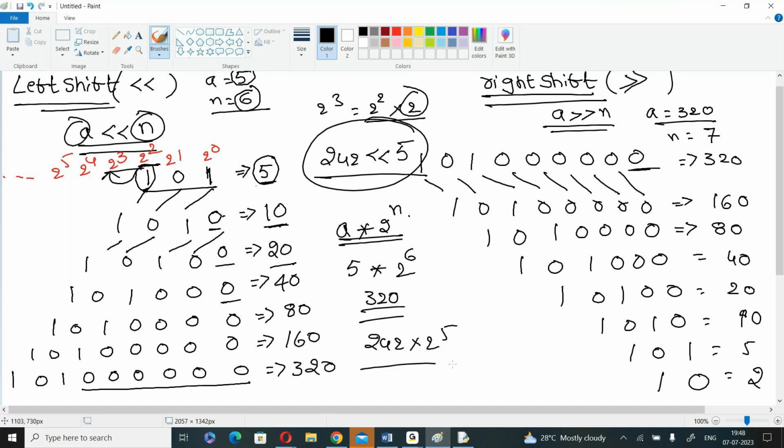For every right shift operation, what is the formula? A divided by 2 power n. Suppose A value is 320 and n is 7. 2 power 7 means 128. The answer is 2 only. You got it? These are the left shift and right shift operations. Anyway, I will give you this example also.